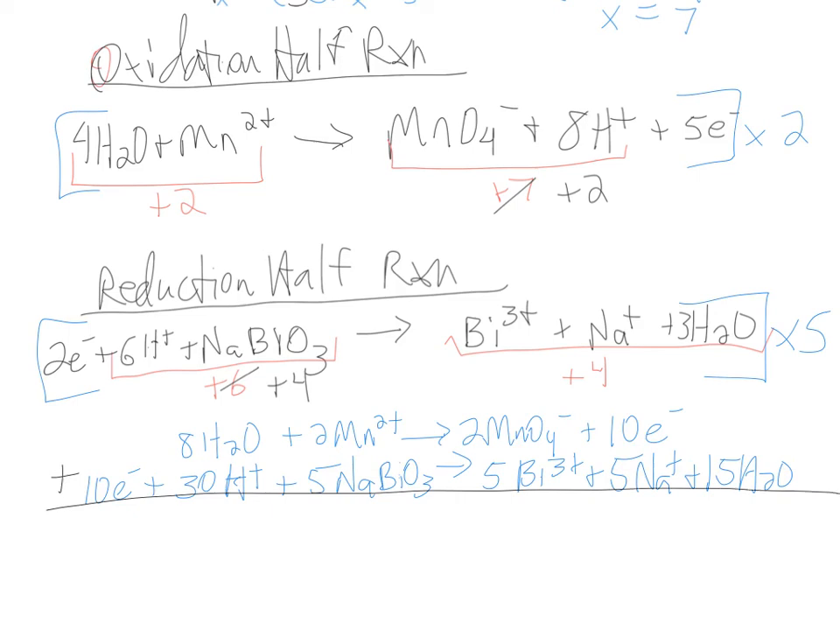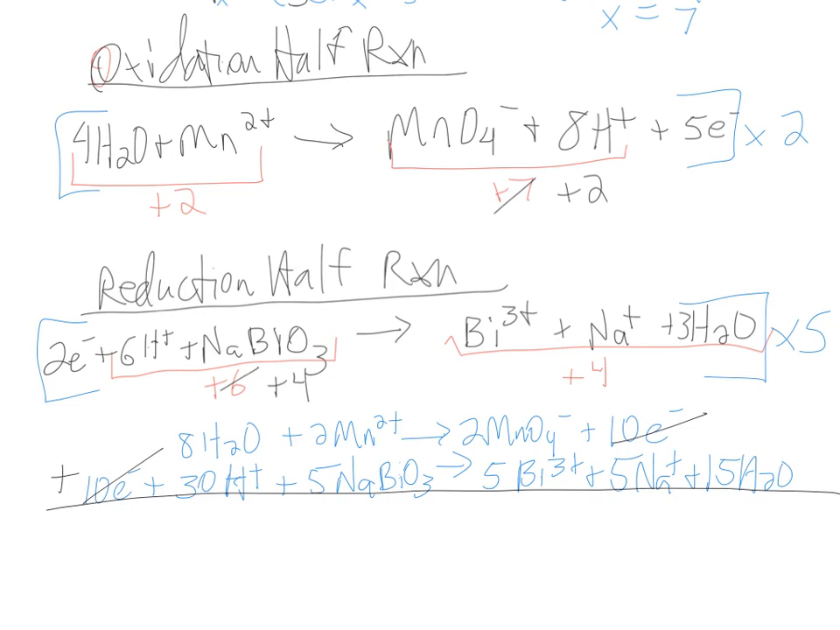Now we can add the two half reactions together, and crucially the number of electrons cross out. 10 electrons lost in the oxidation half reaction matches the 10 electrons gained in the reduction half reaction. You can also look for other things to cross out. For instance, actually nothing else. Oh, yeah, yes we do.